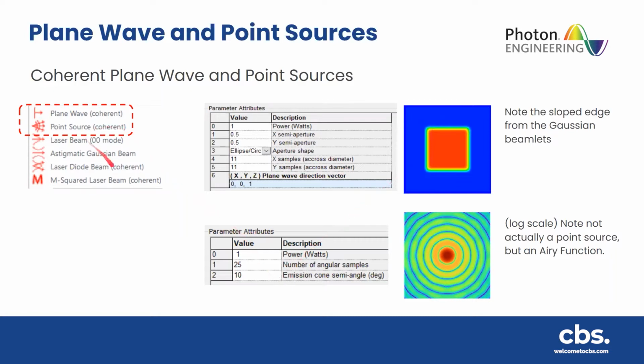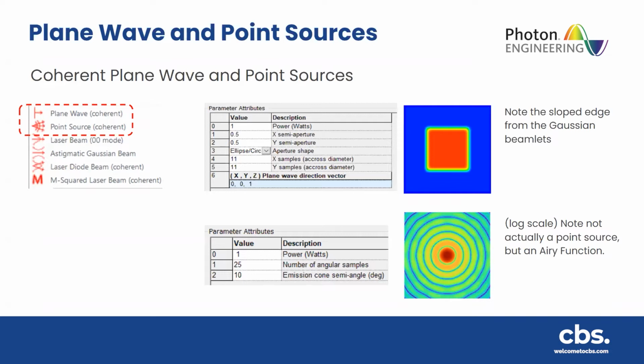For the point source, essentially the number of angular samples and the semi-aperture determines the grid of rays that's being used. But a key point to understand is that I plotted this on the log scale, and I'm quite zoomed in. I think this is a 10 microns by 10 microns window. As you might expect, it's not an exact point source because in the coherent case, it is an area function.